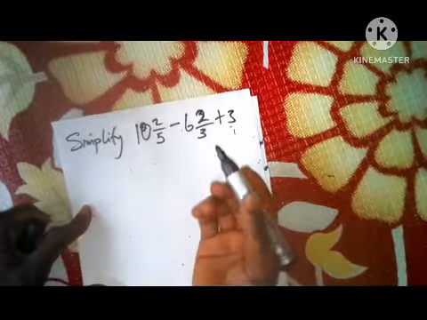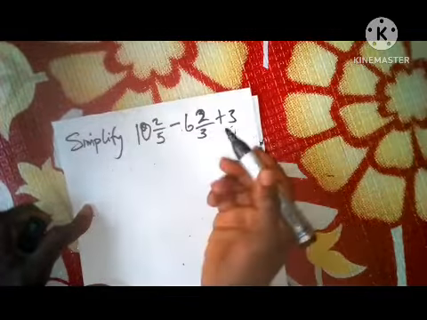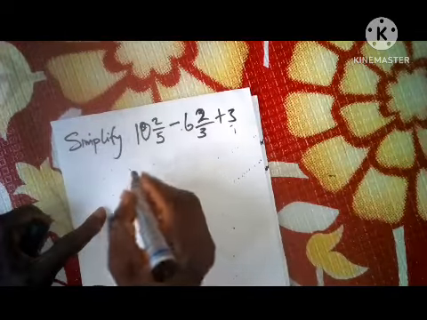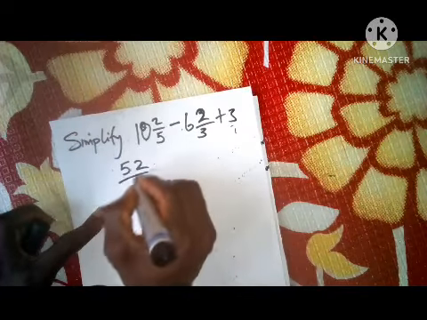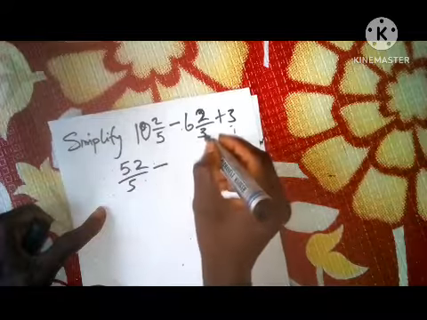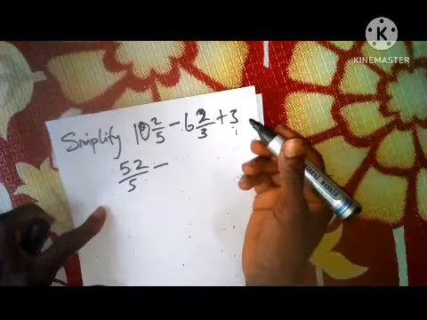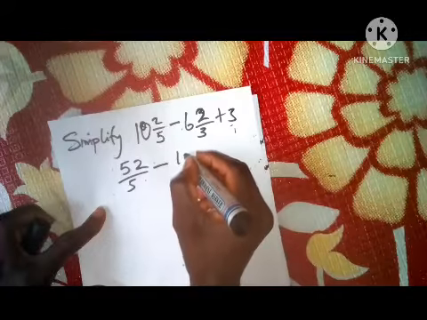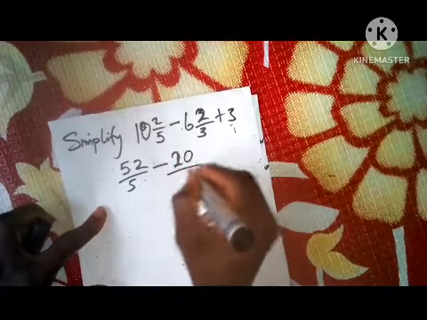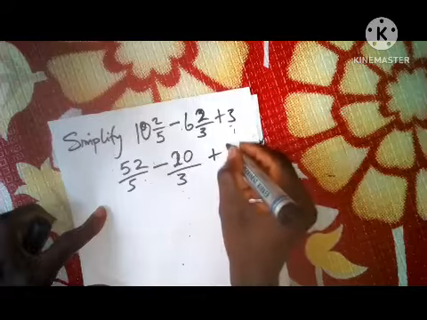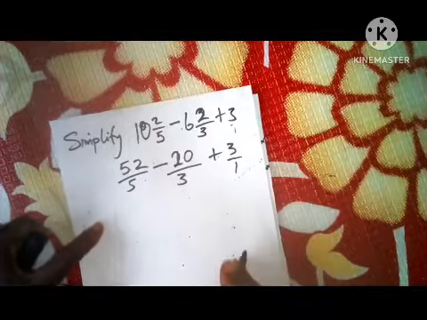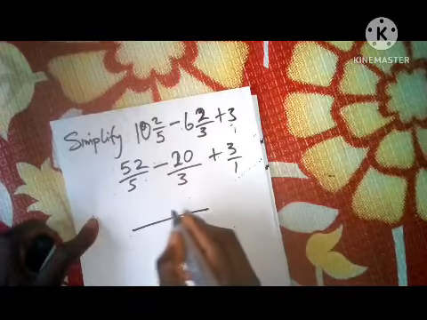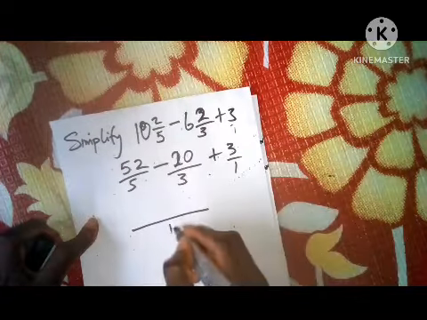How do we solve this? Very simple. 10 times 5 will give us 50, plus 2, we have 52 over 5, minus 2 times 3 plus 2... we have 20 over 3, plus 3 over 1. So at this stage, we look for the LCM. What do we have as LCM now? 15.